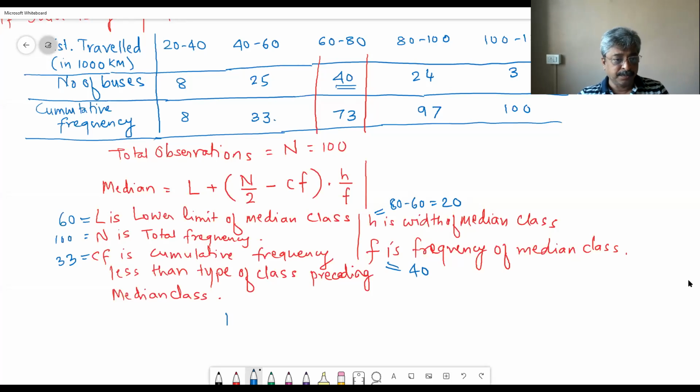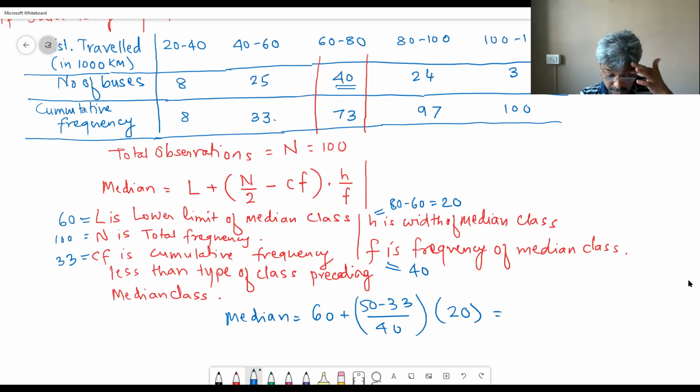Median is equal to 60 plus (50 minus 33) upon 40 into 20, is equal to... what answer do you get? Tell me.